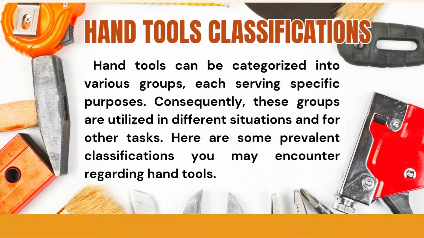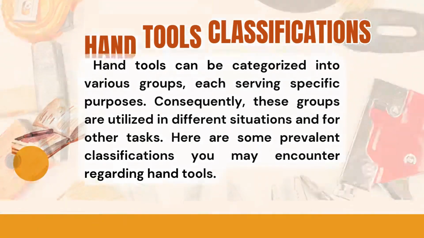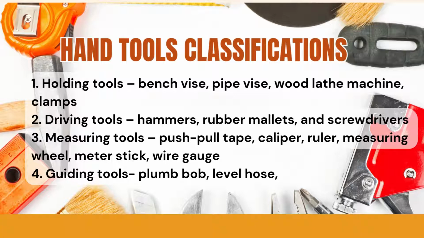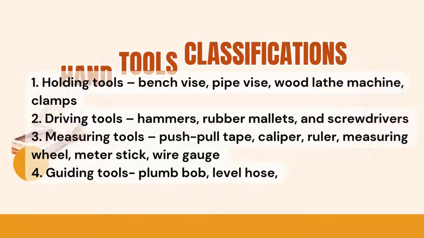Hand tools classifications. Hand tools can be categorized into various groups, each serving specific purposes. Consequently, these groups are utilized in different situations and for other tasks. Here are some prevalent classifications you may encounter regarding hand tools. 1. Holding tools: bench vise, pipe vise, clamps. 2. Driving tools: hammers, rubber mallets, and screwdrivers. 3. Measuring tools: push-pull tape, caliper, ruler, measuring wheel, meter stick, wire gauge. 4. Guiding tools: plumb bob, level hose.